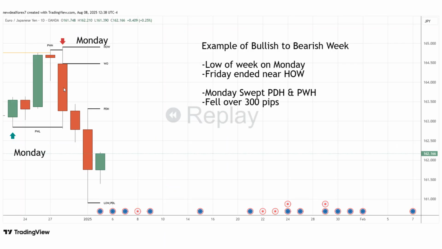And then this is a bullish to bearish example. Now there's not as many candles here only because I believe this was the Christmas week, Tuesday of December 25th. So that's obviously the market's closed. But this is Monday.